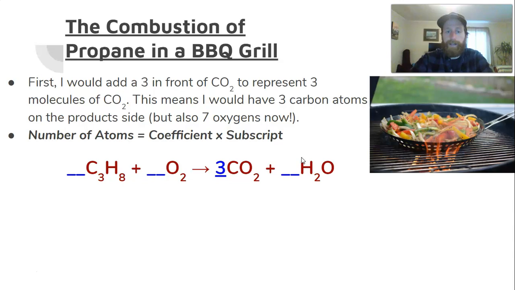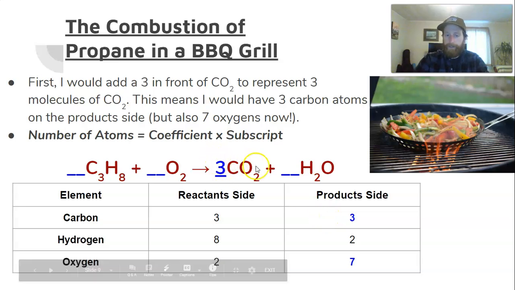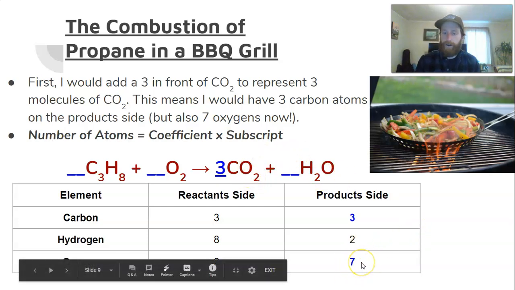But then I also need to recognize what it's done to my oxygen. If I have 3 CO2 molecules, each has 2 oxygens, so in total, that is 6 atoms of oxygen. When I add the 1 atom of oxygen from the water, I'm now at 7 total oxygens. And so at this point, I've made a move, and what I would do is update my table. I chose to put a 3 there to balance carbon, but then I recognize that in balancing carbon, I've also changed oxygen. That 3 applies to each element in the compound. So again, 3 times 2 is 6, plus the 1 from water gets me to a total of 7 oxygens on the product side. So let's move on.